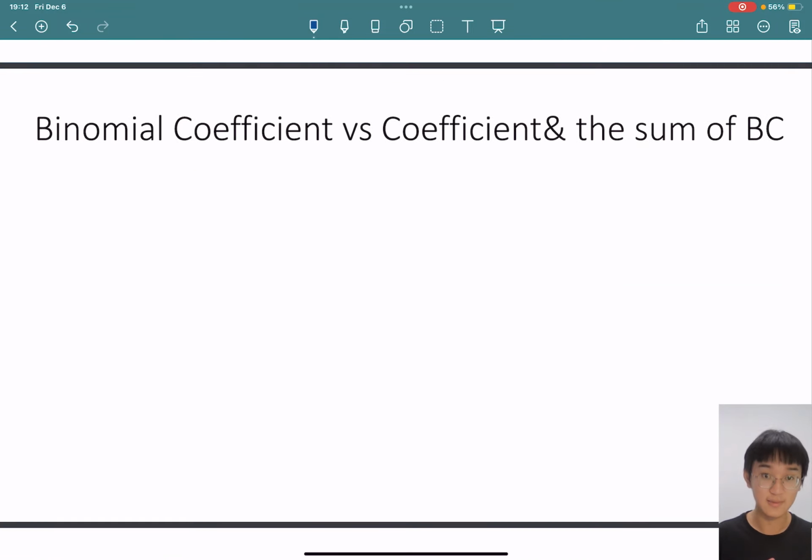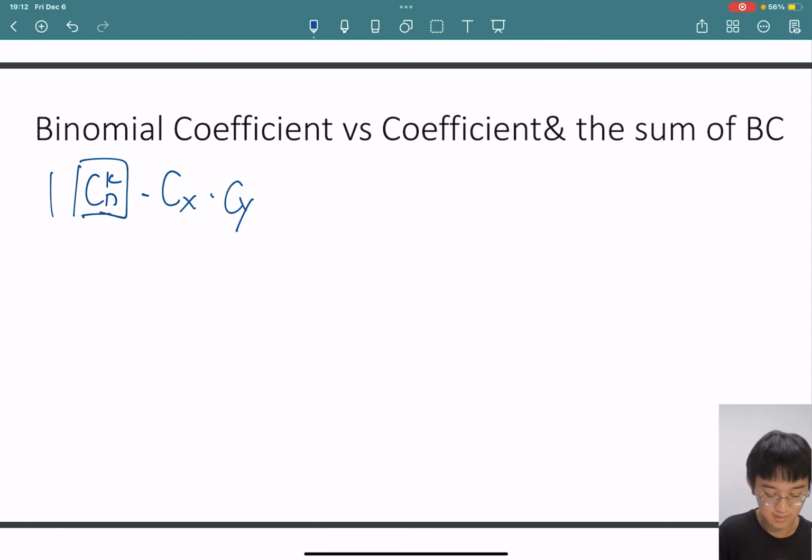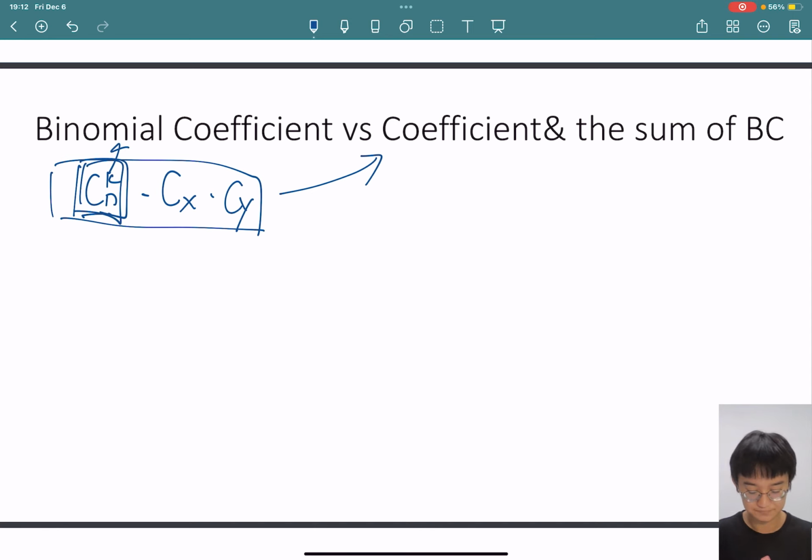So let's go on. This is about binomial coefficients, the coefficient, and also the sum of binomial coefficients. So what do binomial coefficients mean here? Binomial coefficients means this C(n,k). Yeah, this is the binomial coefficient. What about the coefficient? Coefficient means the binomial coefficient times the coefficient of x and the coefficient of y. All of this is the coefficient, and only this part is the binomial coefficient. So you can say the binomial coefficient is only about n and k.